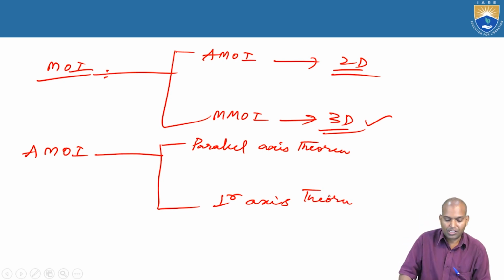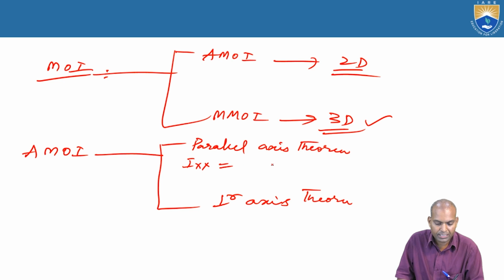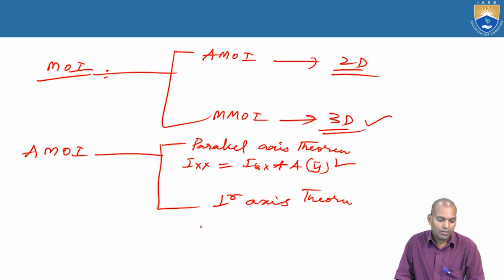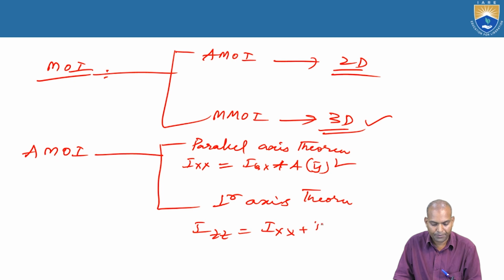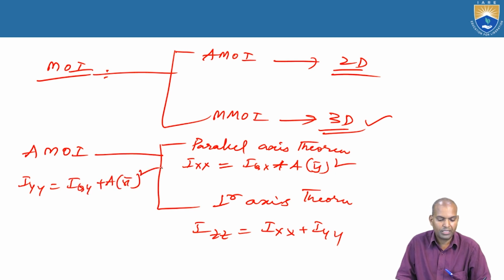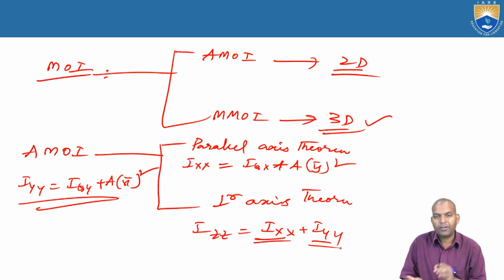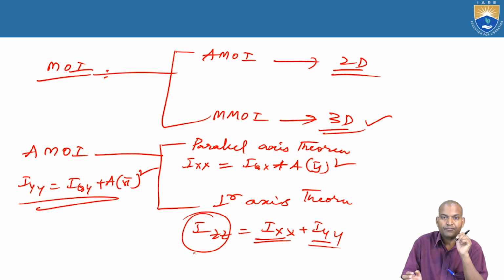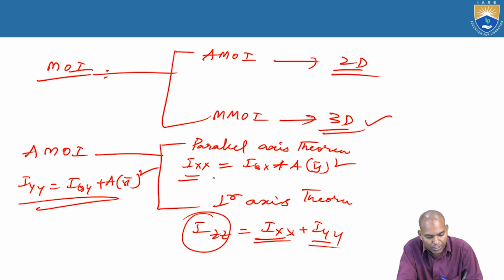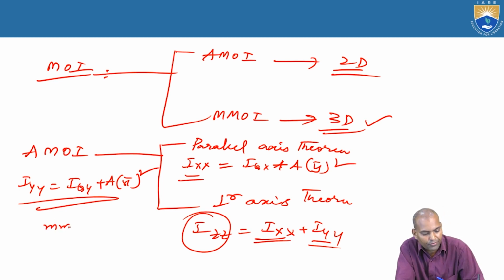What is the parallel axis theorem? Ixx equals Igx plus a times bar y whole squared. What about the perpendicular axis theorem? Izz equals Ixx plus Iyy. Ixx I mentioned here. What about Iyy? Iyy equals Igy plus a times bar x whole squared. These Ixx and Iyy come from the parallel axis theorem. The sum of both is the perpendicular axis theorem, which is perpendicular to the plane. Now, the unit for area moment of inertia is mm to the power 4.